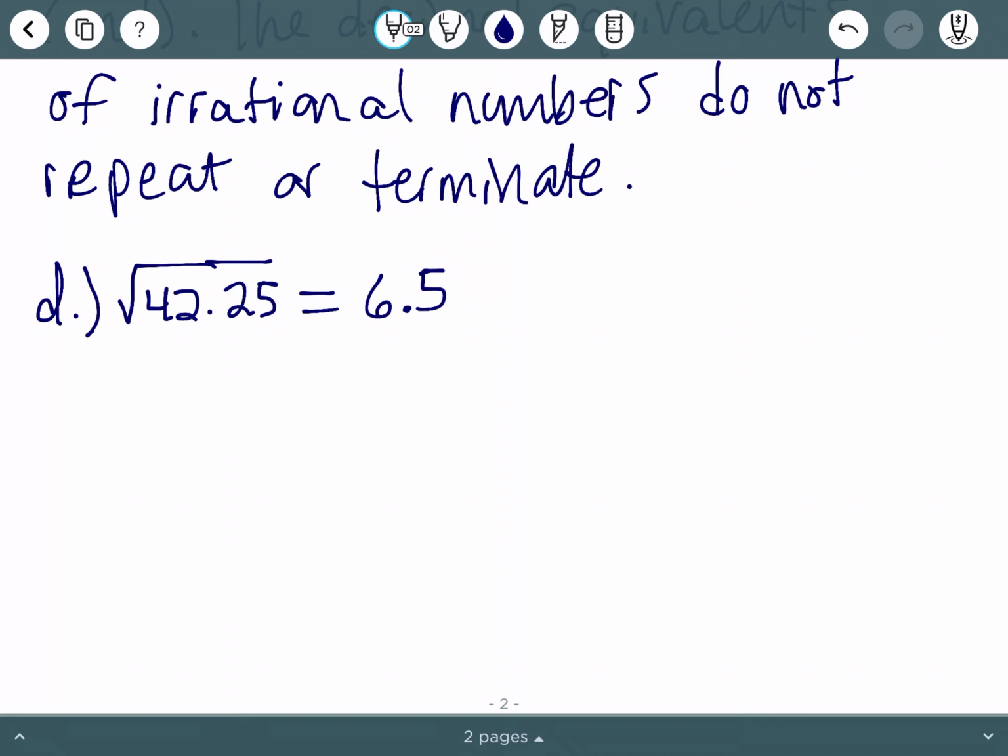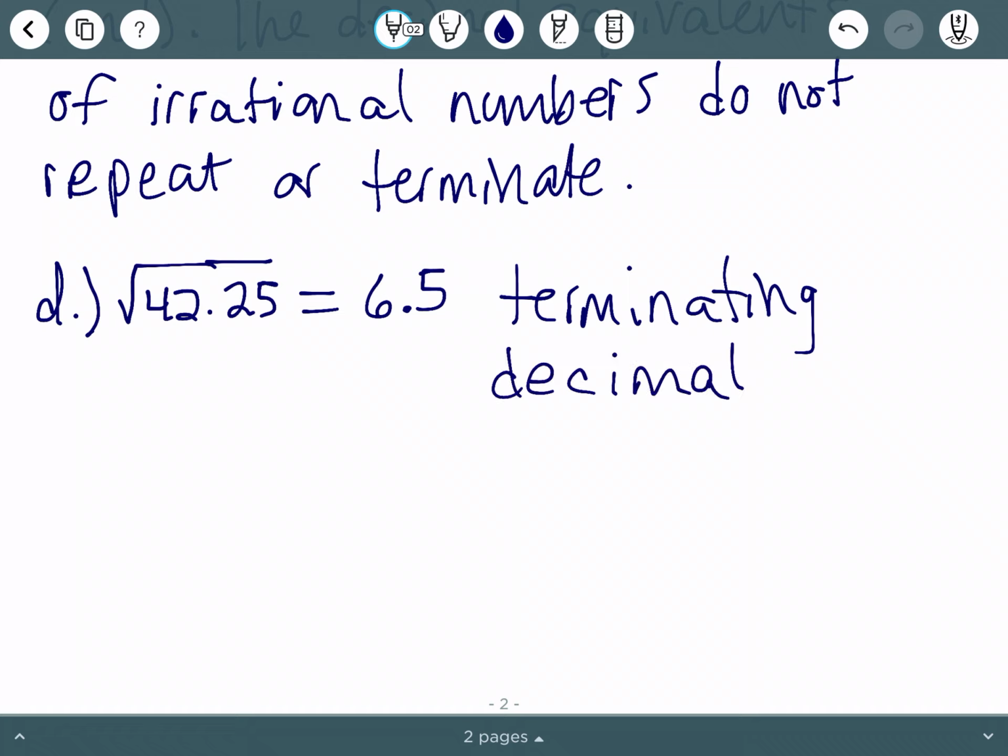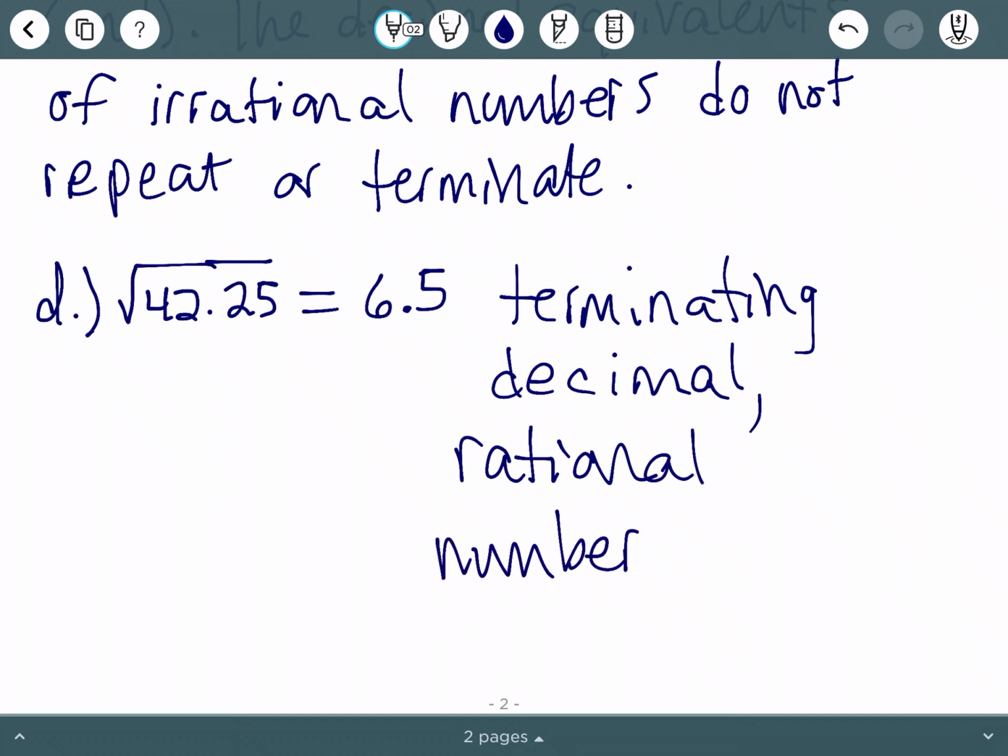So 6.5 is a terminating decimal. It ends after the 5. So in this case, this would be a terminating decimal, which means that it is a rational number. Okay, and that is all for problem 9-101.